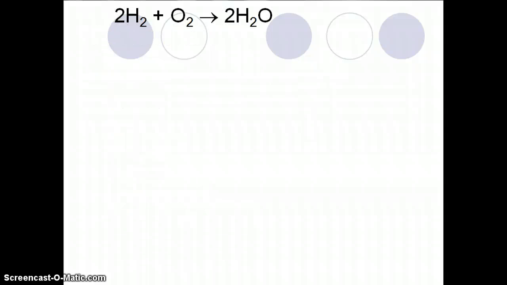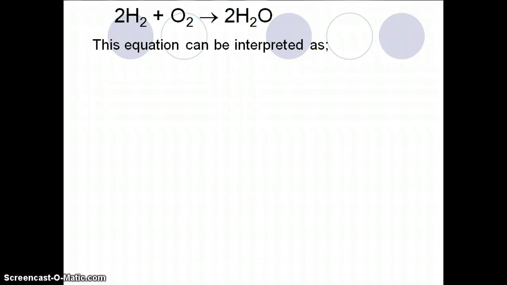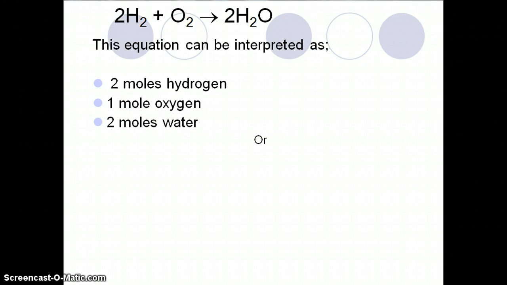For example, if you say 2H2 plus O2 will react to form 2H2O, so hydrogen gas and oxygen gas will form 2 molecules of water. So this equation can be interpreted as 2 moles of hydrogen, 1 mole of oxygen, and results in 2 moles of water.